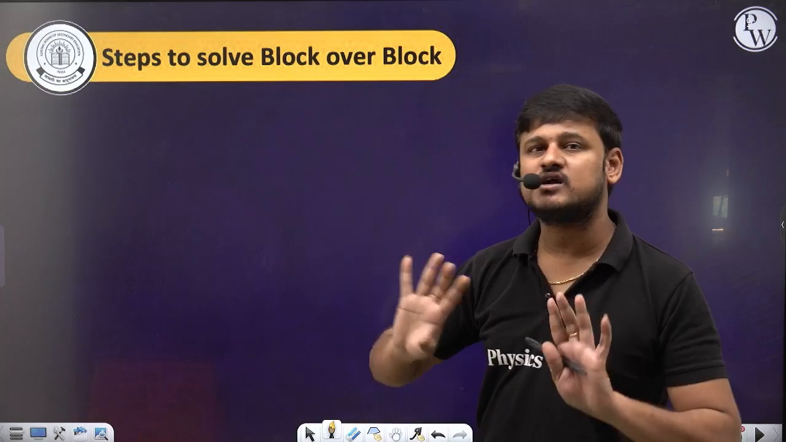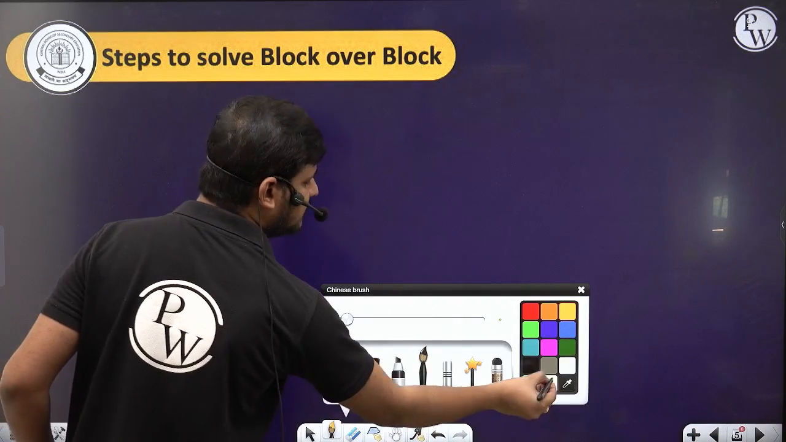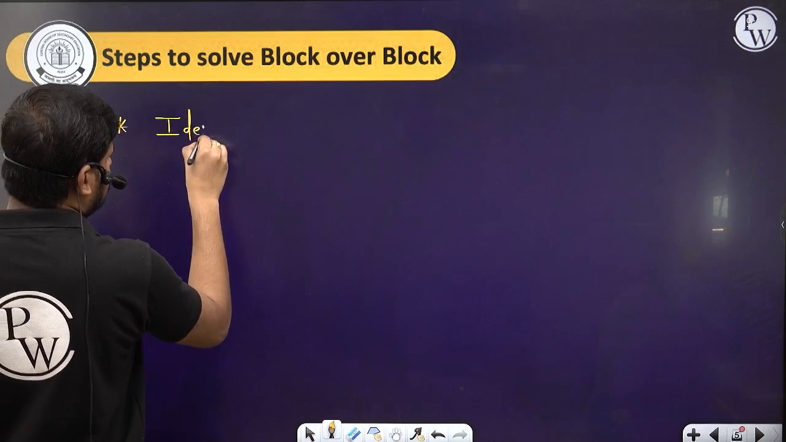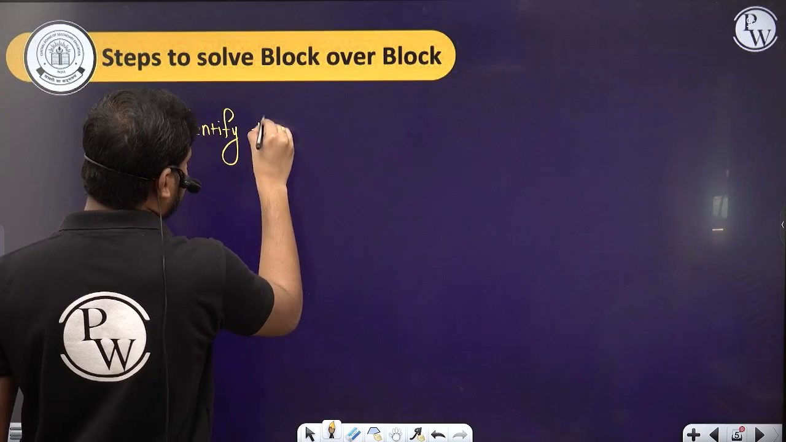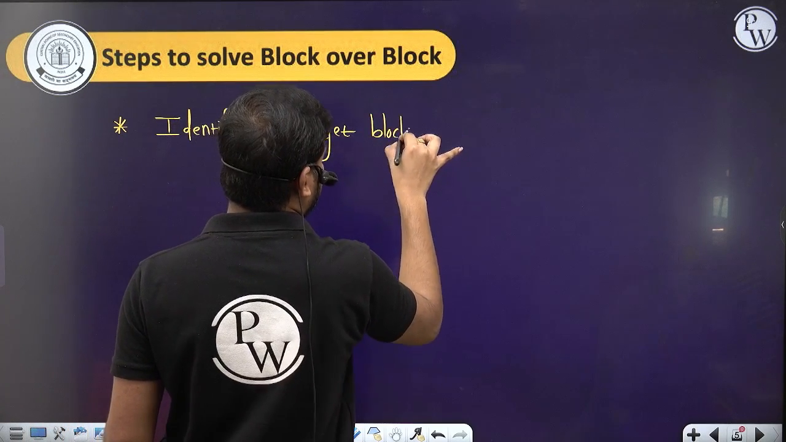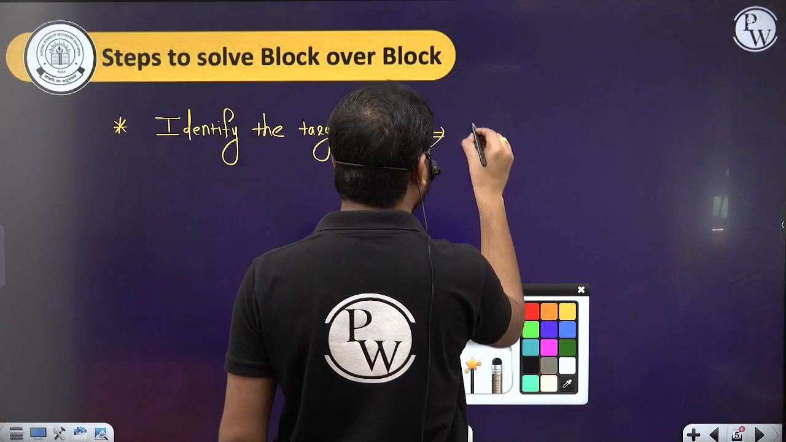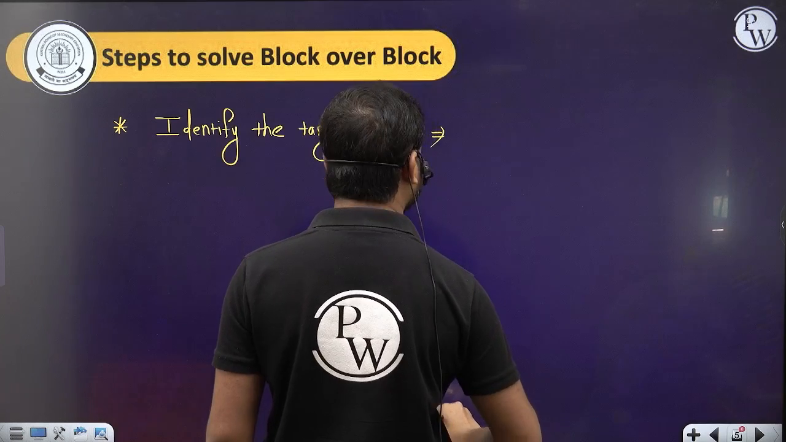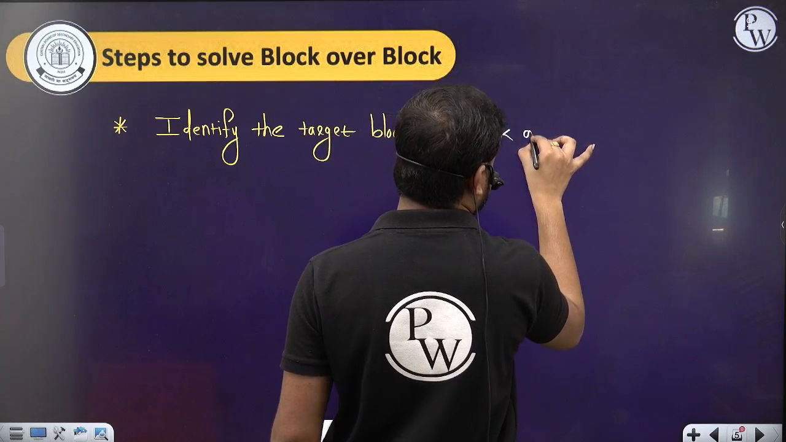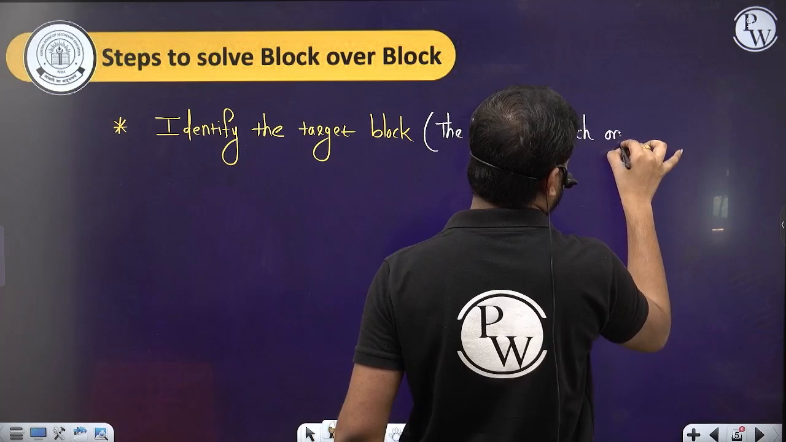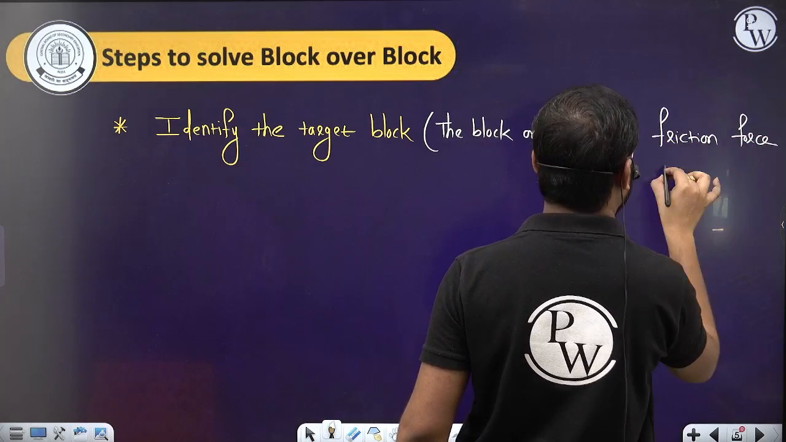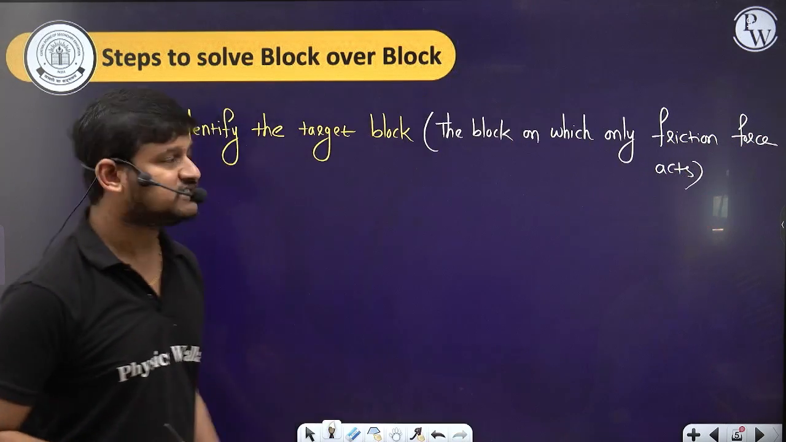Okay, I am writing what are the different steps that we should follow. This is the standard procedure. So the first step is, identify the target block. So what is the target block? The block on which only friction force acts. So that's the target block.